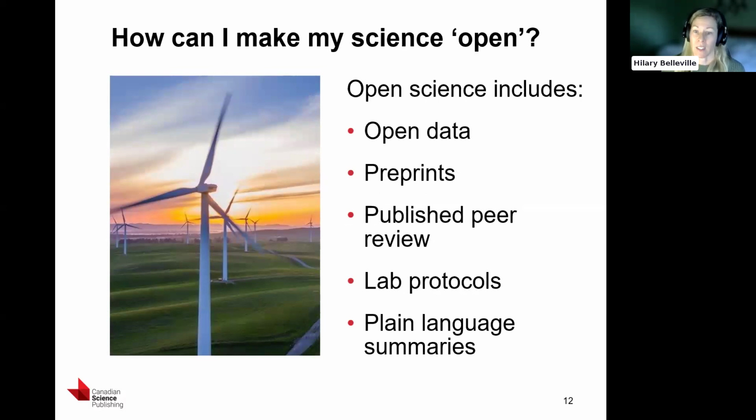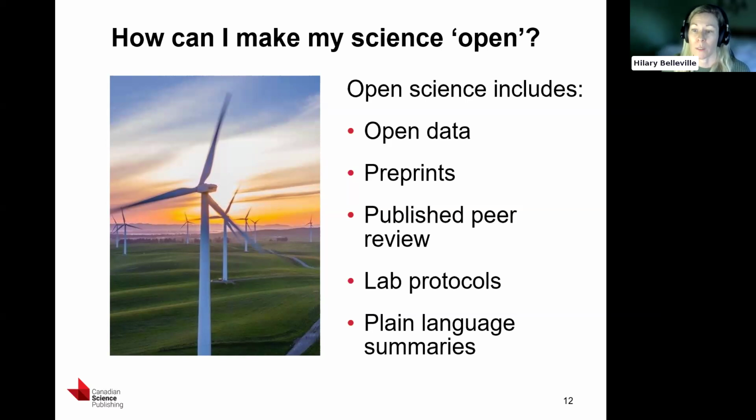So how can I make my science open? The term open science was coined in 2011, and UNESCO's recommendation on open science is a great place to get a sense of what open science is all about. From the recommendation, there are many helpful descriptors, starting with a definition. Open science is a set of principles and practices to make scientific research from all fields accessible to everyone for the benefit of scientists and society as a whole.